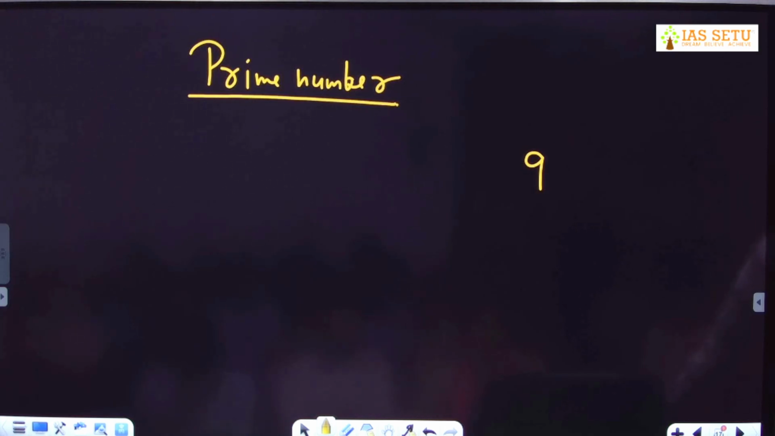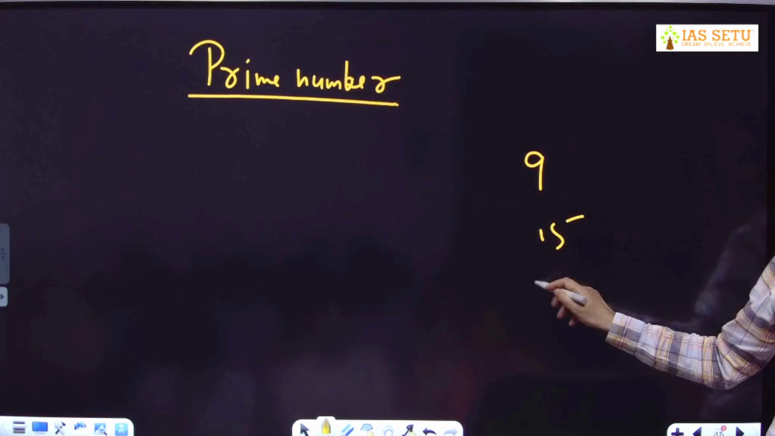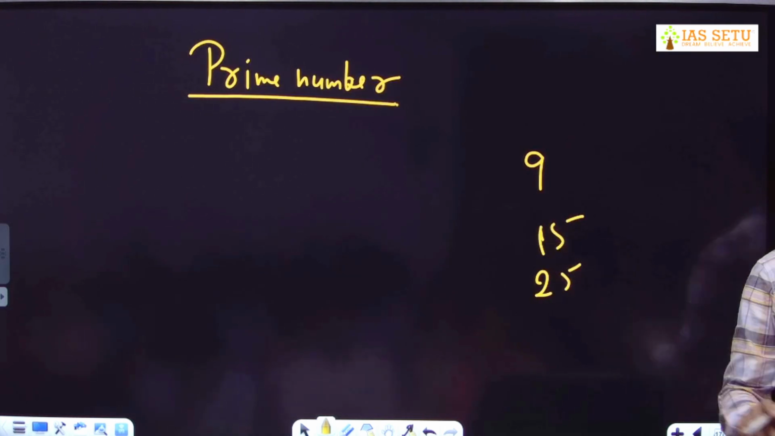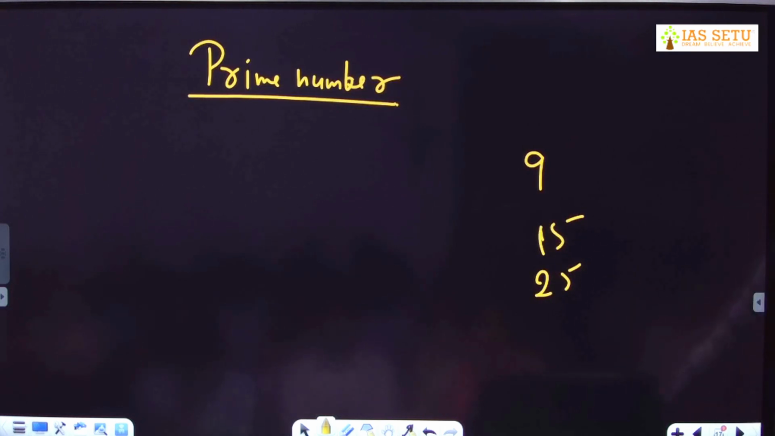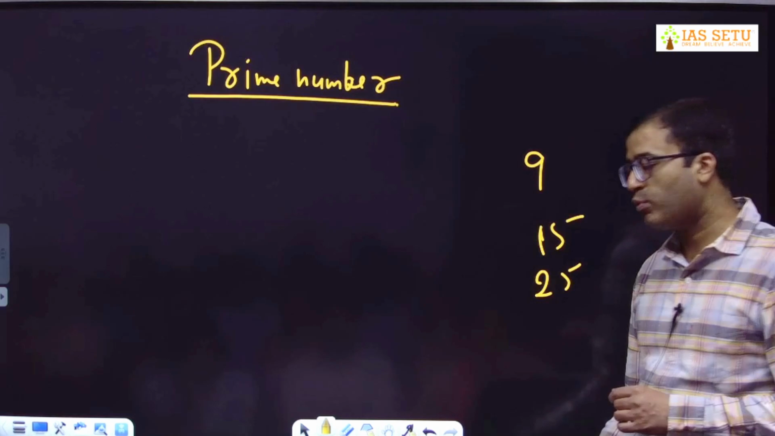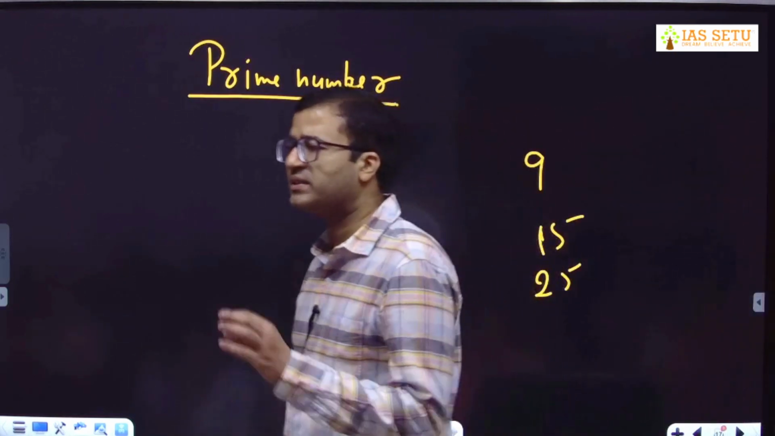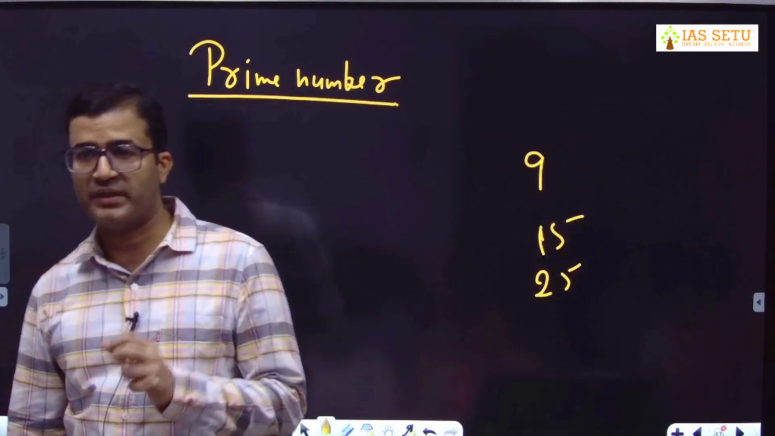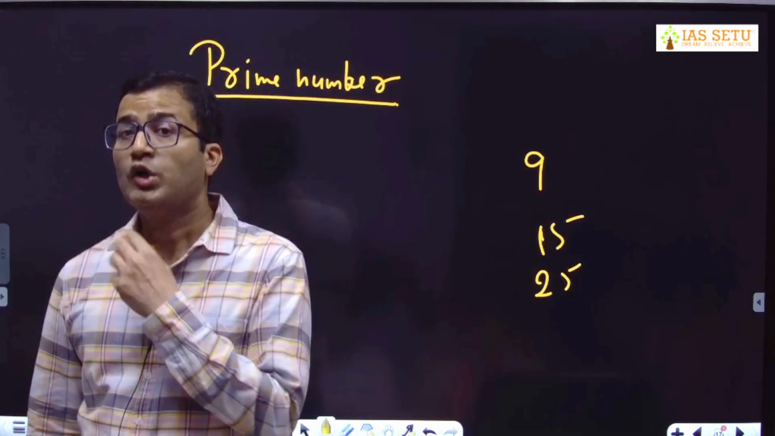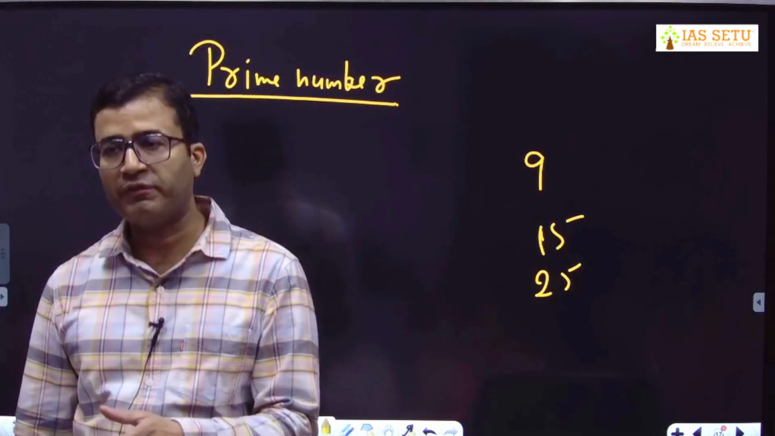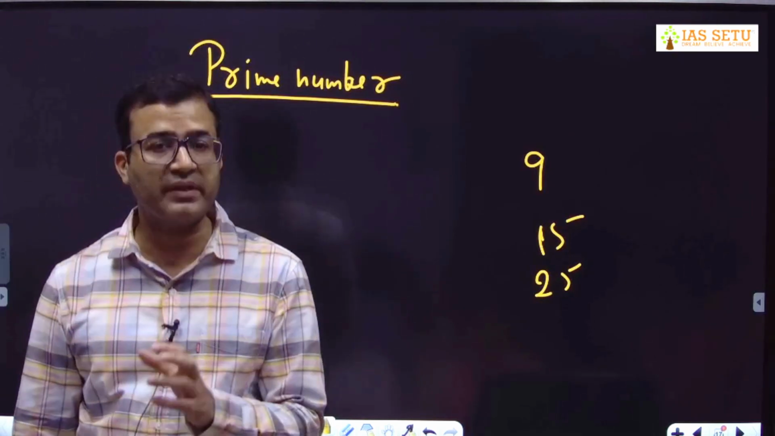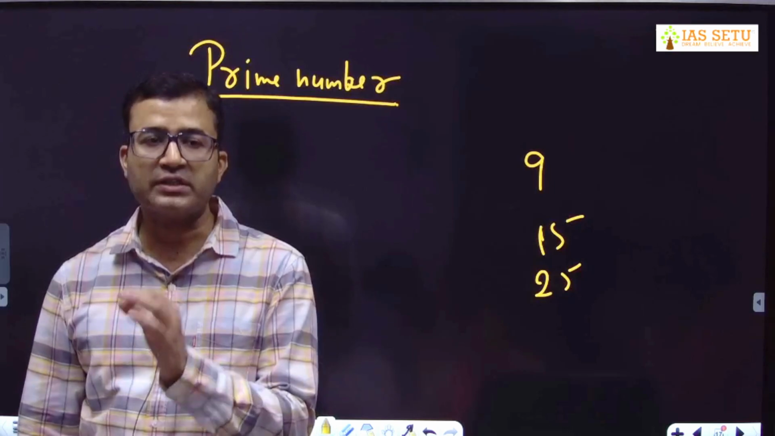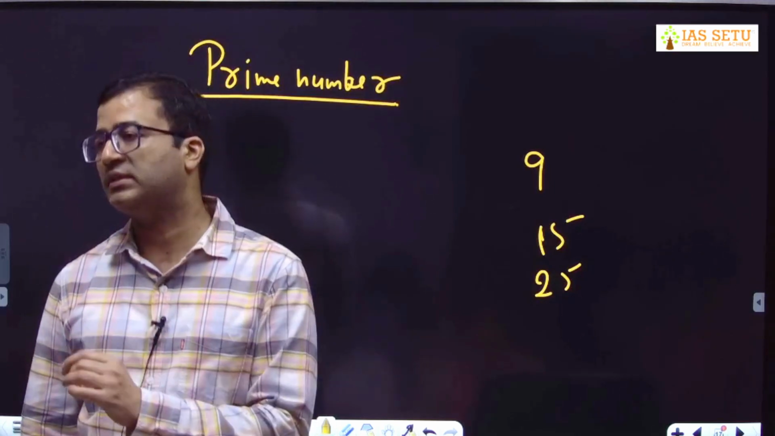9 is not a prime number, 25 is not a prime number, 15 is not a prime number. So you can't say that the odd numbers are prime numbers. So my point is, there are basic concepts like prime number, co-prime number, HCF and LCM. School days, all of us have crammed this concept. हमने रटा है. And what is the problem when you cram this concept?